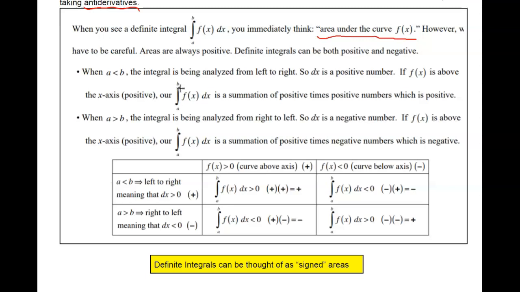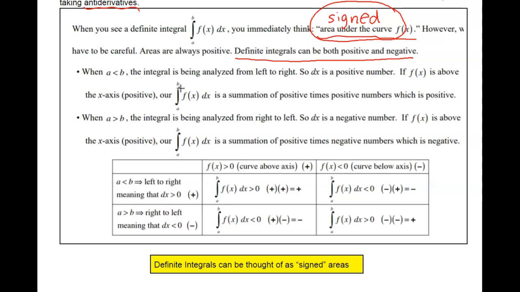Areas, you've learned in math, are always positive. Definite integrals can be both positive and negative. So what I want you to do is we're going to have a concept called signed area under a curve. That's really important, okay? So now we're going to do some rules.